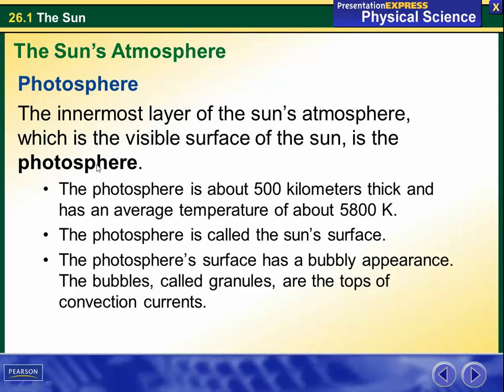The photosphere is basically known as the surface of the sun. It is the innermost layer of the sun's atmosphere. So again, we're still working our way outward. So we have core, radiation zone, convection zone, photosphere. The photosphere is about 500 kilometers thick, with an average temperature of about 5,800 Kelvin.